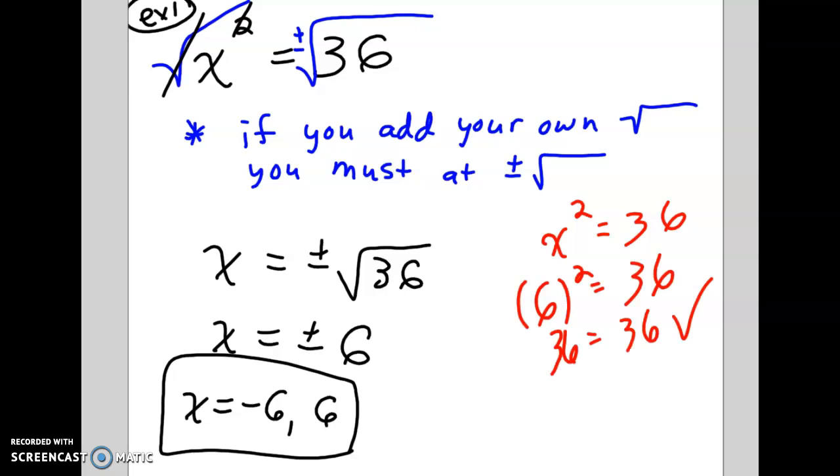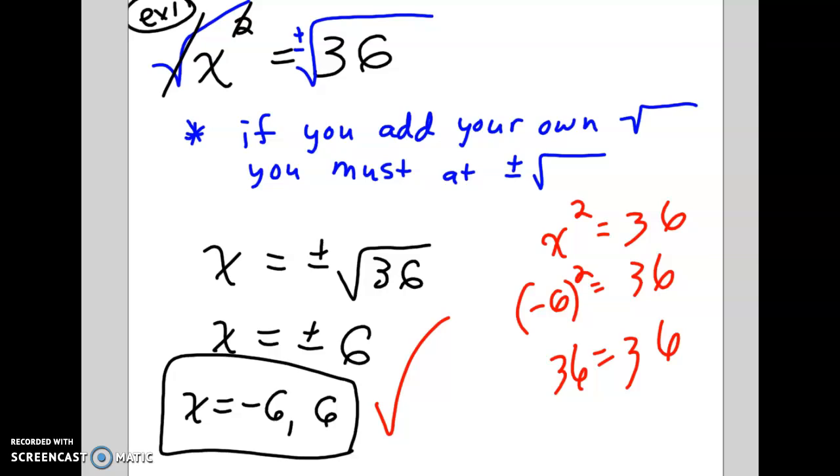And when you check, could that be possible? Can there be two answers? And the answer is yes. 6 to the second power is 36, and -6 squared gives you 36.